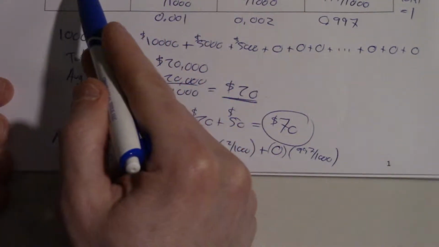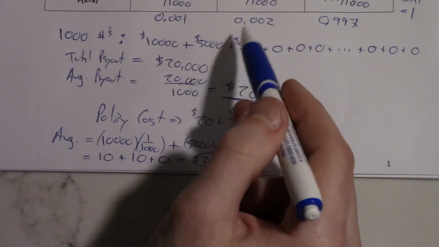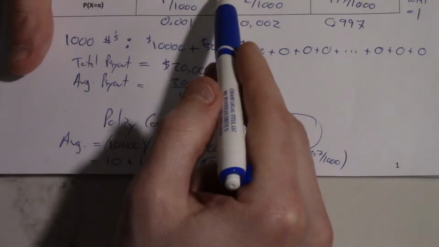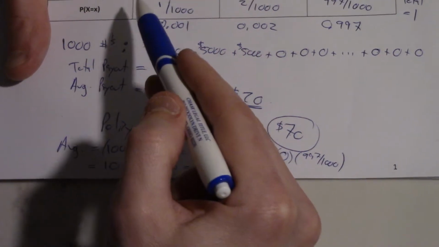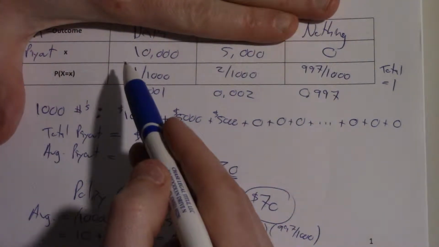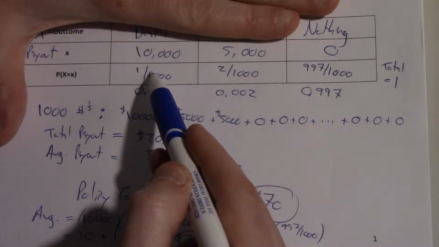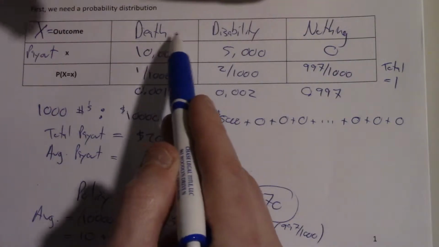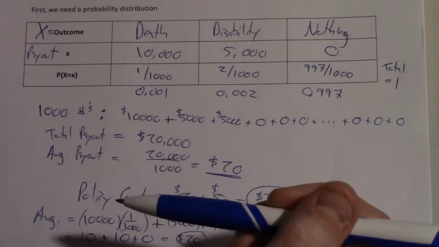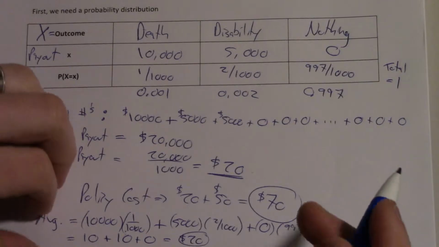The probability distribution itself is just these bottom two rows. So it's going to be the quantitative measurement and its probability. We'll ignore the qualitative part. So let's do another example.